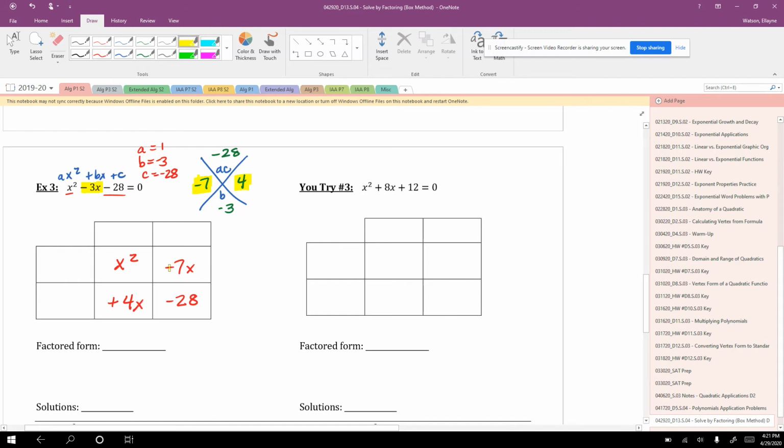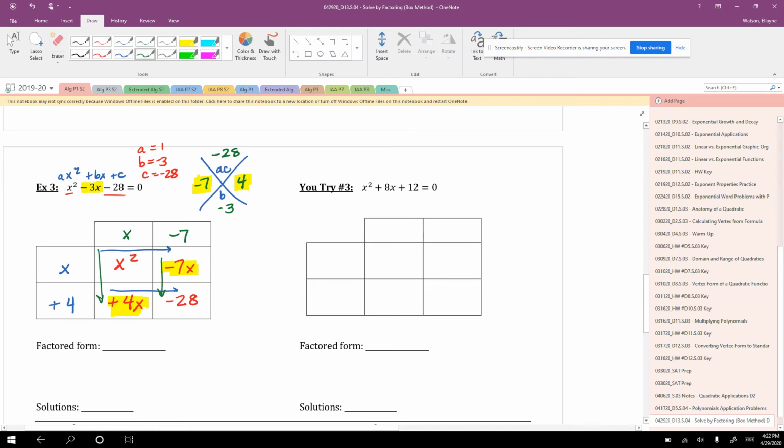Okay, and so again, play the x game so we can find those two, and then we split the negative 3 into those because negative 7x plus 4x is negative 3x. All right, now GCF. I always do the rows, so the GCF across of these two is just going to be an x. GCF across of these two is a positive 4. All right, go down. GCF of these two is just an x.